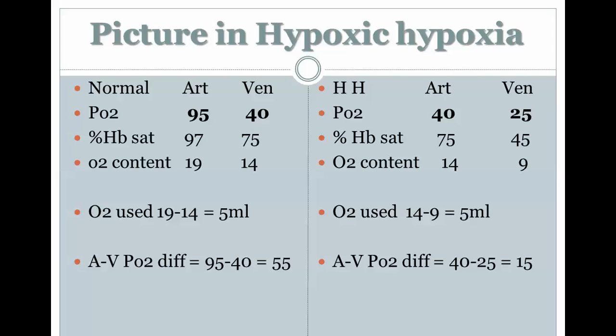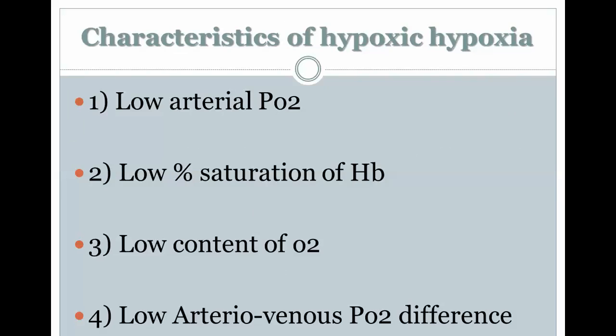The AV PO2 difference is very low, small. Characteristics of hypoxia: low arterial PO2 as we said, low oxygen saturation of hemoglobin as we said, low content of oxygen, high extraction to maintain the same uptake, which is not written here, and the low arteriovenous PO2 difference.